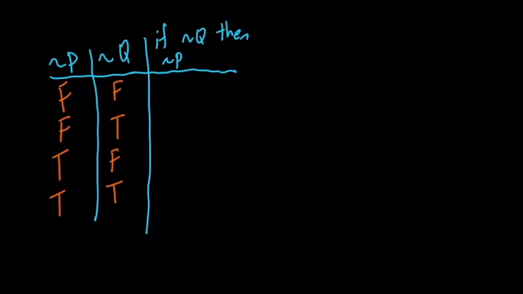Otherwise, if there is a true in not Q, you have to step in even further and see if there is a true in not P. If there is, that means the whole if statement is true. Otherwise, it's going to be false. So let's begin, shall we?